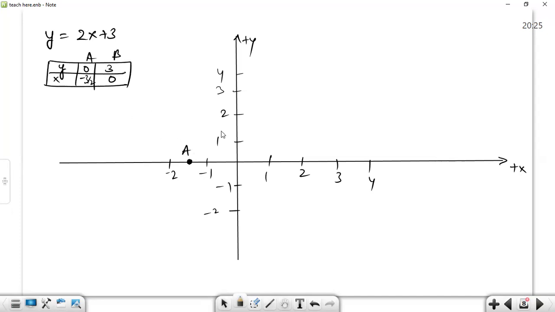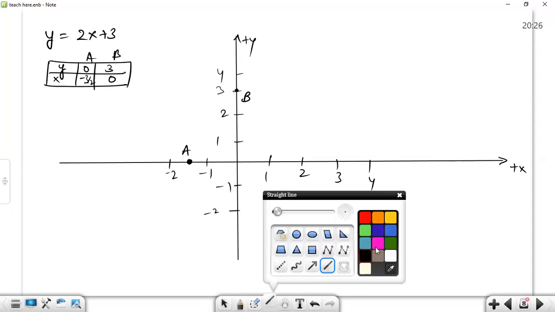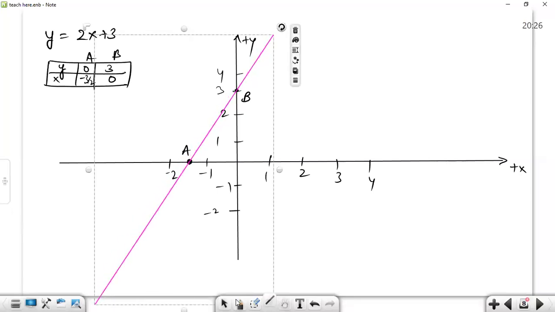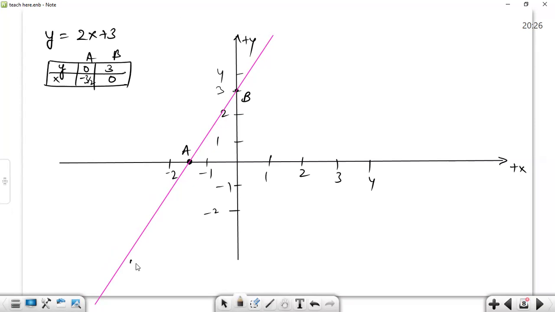At point B, x is 0, so x is 0 on the y-axis. On the y-axis, y is equal to 3. So this is point B. A straight line will be passing through these 2 points. Now this is the equation of the straight line. Similarly, you can trace any straight line using this technique. Is this clear to you?